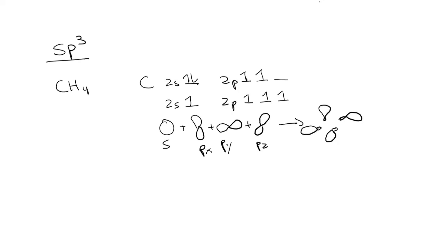When we add that all up together, you'll notice that this gives us something that looks very similar to the shape for a tetrahedral geometry. So for sp3 hybridized, we can have 4 different domains around it to give us the tetrahedral geometry.